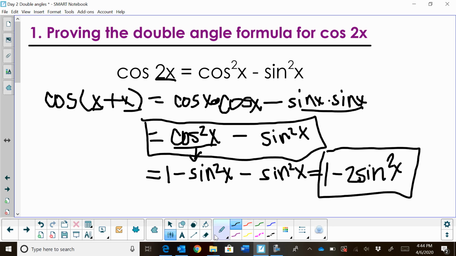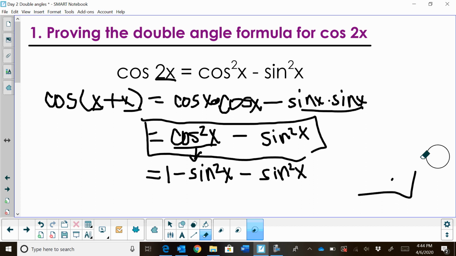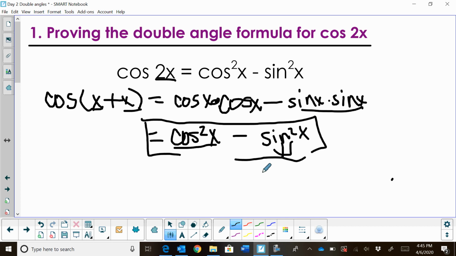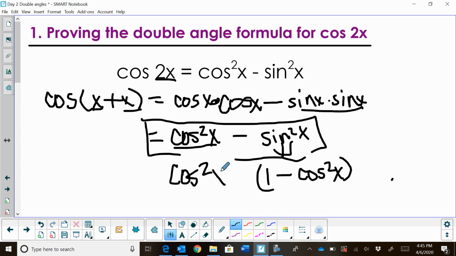So we can write the cosine's double angle formula in terms of sine only if we want to. Okay, now we can also do that with cosine. So there's a second form of it. And again, just like we did a second ago, we can replace sine squared with 1 minus cosine squared, because that's the other Pythagorean identity if we want to change everything to one trig function. So I have cosine squared minus the quantity. Remember, this is a quantity.